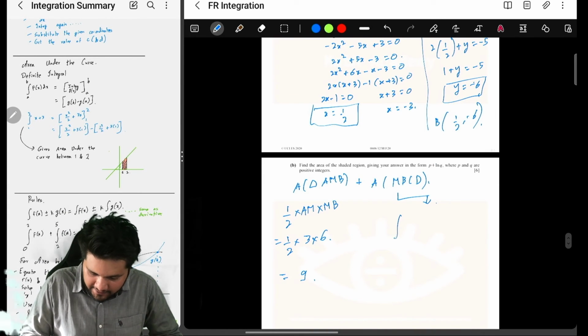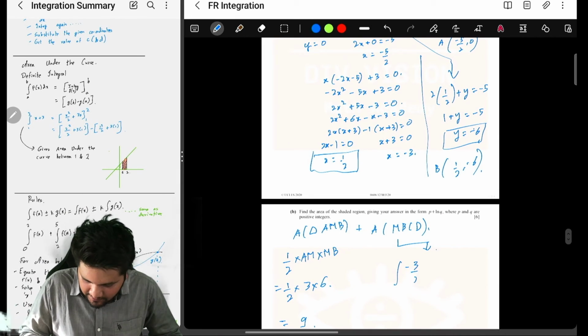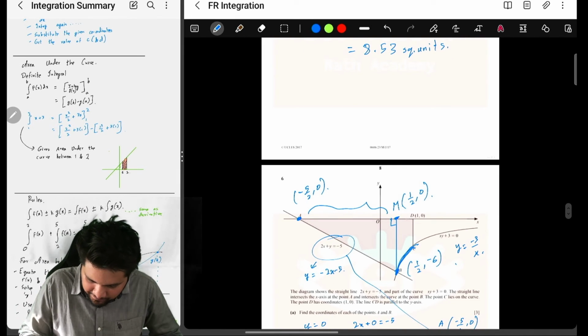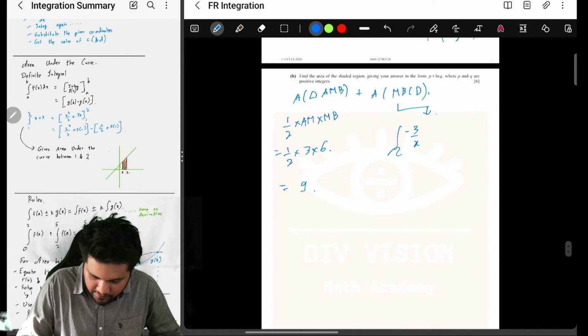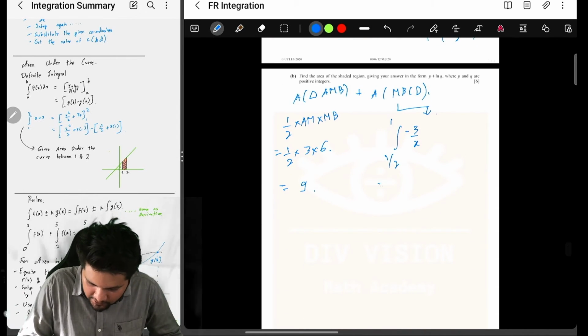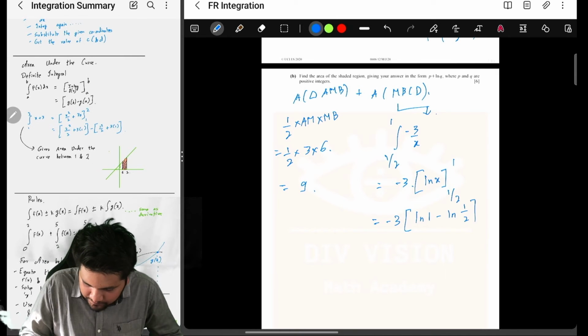So this is going to be integral something to something, of course minus 3 by x, and it is from this point, that is 1 by 2, to this point, which is 1. So x coordinate is varying from 1 by 2 to 1. So minus 3 constant outside, it's going to be ln x, and I'll just put it 1 by 2 to 1, which is nothing but minus 3 ln 1 minus ln 1 by 2.